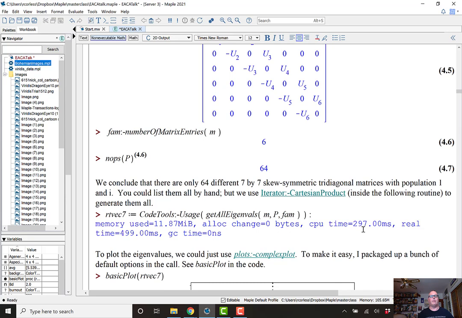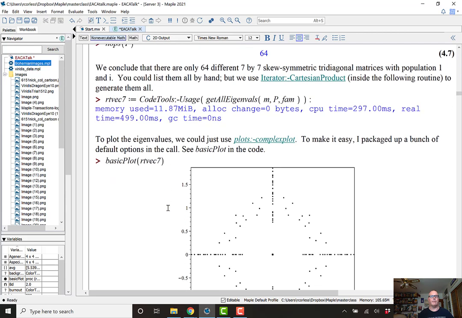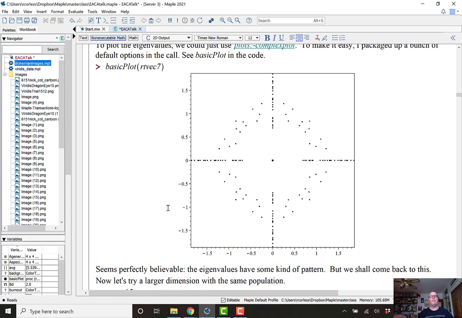And we can just use plots, complexplot, to plot those things. To make it easy, I wrapped up a bunch of default options. I wanted the color black, and I wanted the style to be point with different smaller size of points. But anyway, there you go. There's all of the eigenvalues of all 64 7x7 matrices with entries U1 through U6 being either 1 or I. It seems perfectly reasonable. The eigenvalues have some kind of pattern. We'll come back to this. Let's try a larger dimension with the same population.